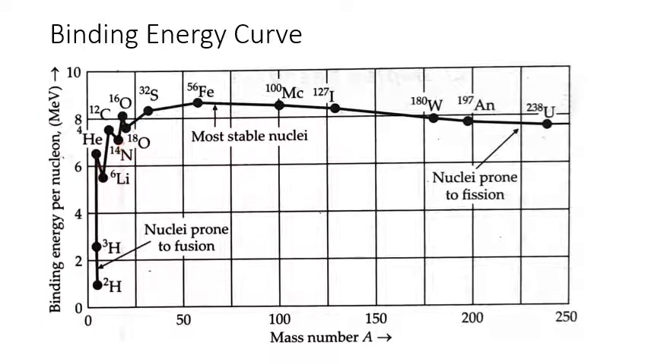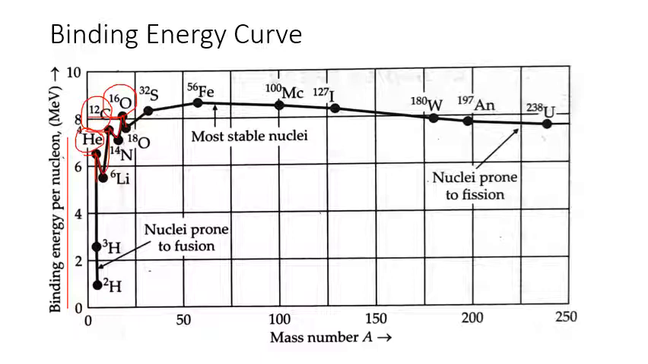So let us consider the ones which are at the maxima, like your helium, your carbon, your oxygen. They are at the peak, as you can see. So what does this denote? It means they are at the peak, so they have a greater binding energy per nucleon. If they have greater binding energy per nucleon, that means they are highly stable. Fine.